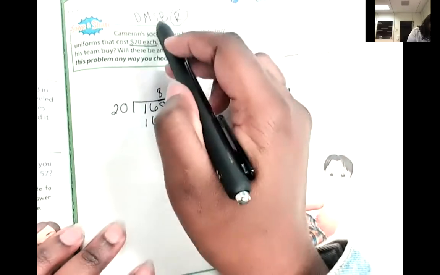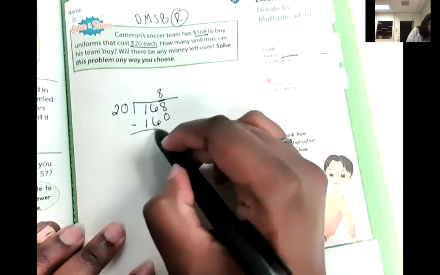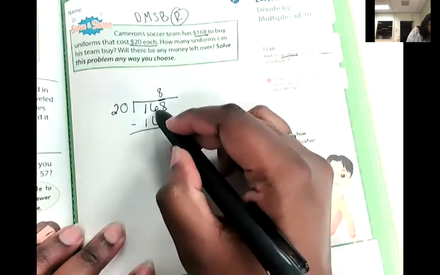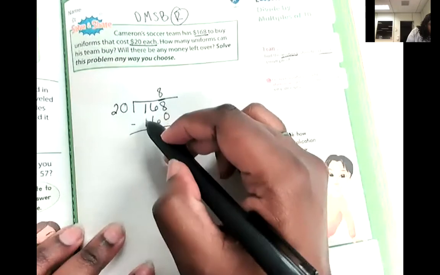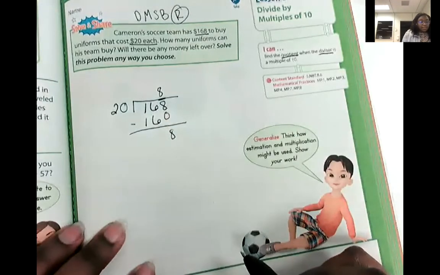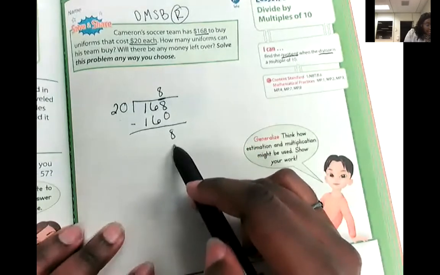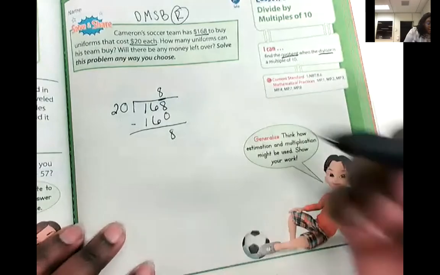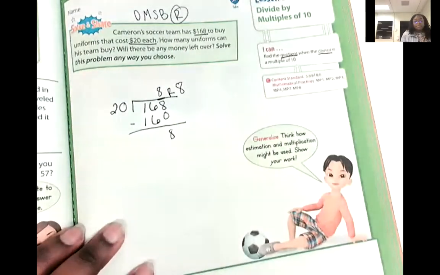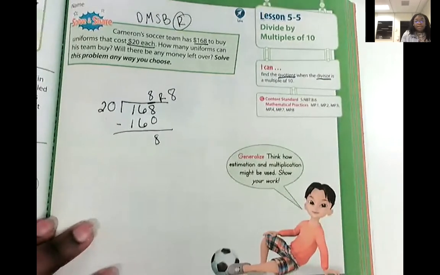So don't forget, now we're on subtract. 168 minus 160. 8 minus 0 is 8. 6 minus 6 is 0. 1 minus 1 is 0. So we have 8. But guess what? 20 cannot go into 8. So 8 will be our remainder. So we have 8, remainder 8. All right? 8, remainder 8.